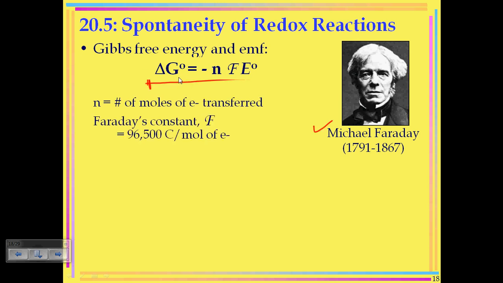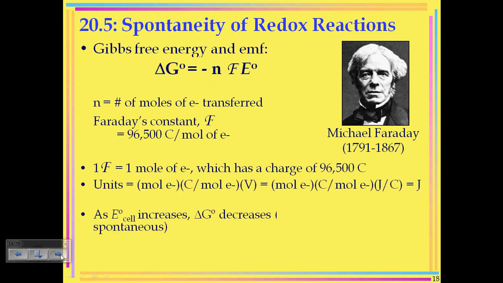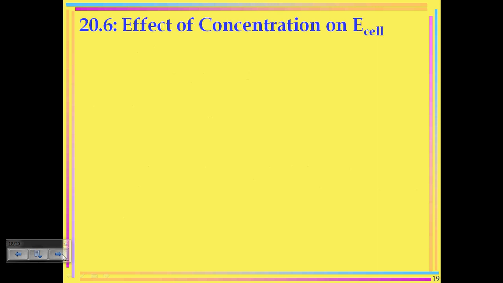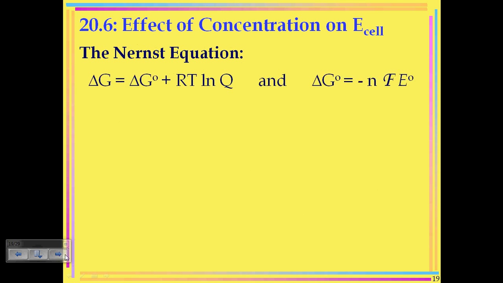In this, delta G0 is standard Gibbs free energy, N is moles of electron transferred in that redox reaction. F is a constant called Faraday's constant. Its value is 96500 coulombs per mole of electron. So if there are 2 moles, then you're multiplying 2 by 96500. And E0 is the cell potential. Now you can see here from this negative sign, as E0 increases, delta G0 decreases. So under standard conditions, we know what the cell potential is, or we can calculate.